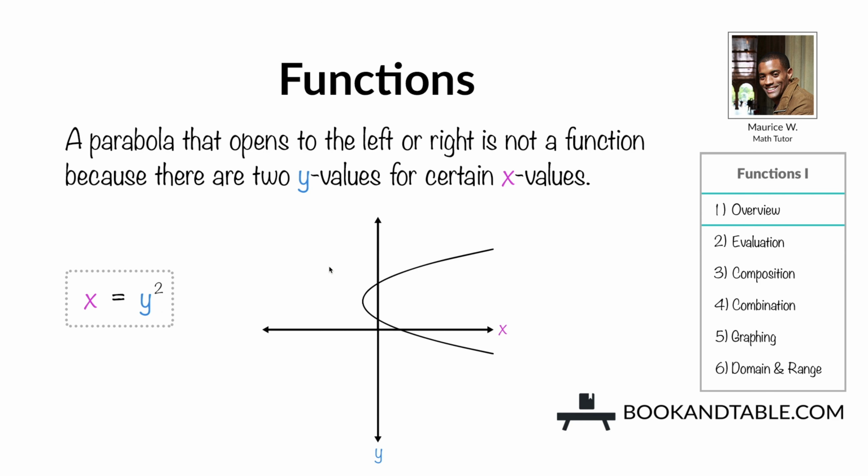If we flip this parabola to the right, the general formula is x is equal to y squared. And again, a vertical line shows us that for certain x values, we have multiple y values associated with that x. We have a y value down here, and we have a y value up here.